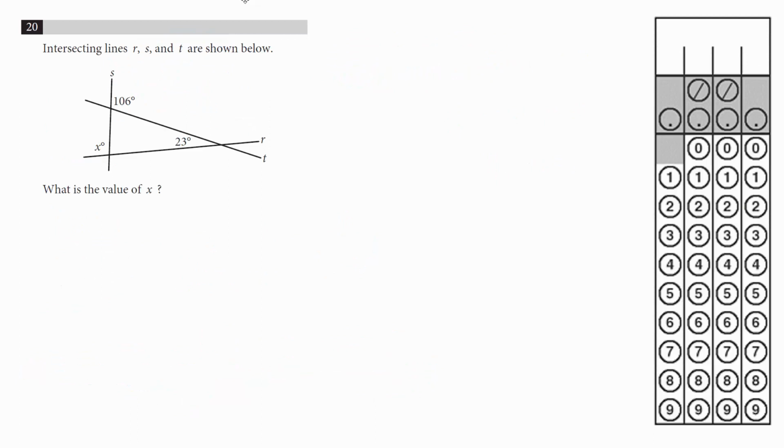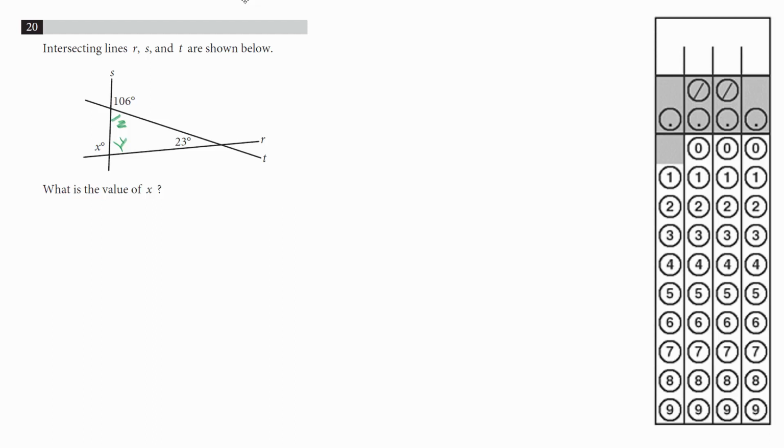Number 20, this is the last question. Intersecting lines R, S, and T are shown below. What is the value of x? Okay. So this x is on the opposite side of an unlabeled angle. I'm just going to call this y. And we have 106 opposite an unlabeled angle. I'm going to call this z.